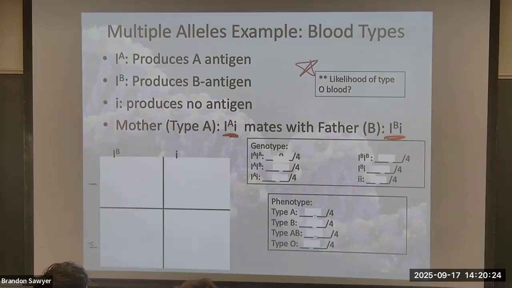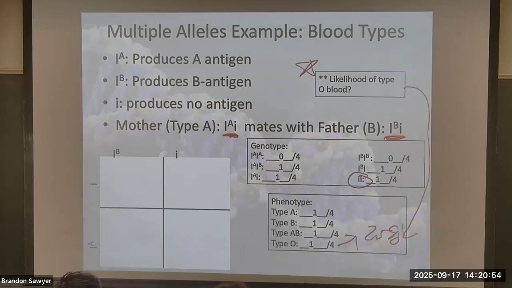So let's take a look at how you'd fill that out. So we're going right to genotype there. There's going to be none with two A's, right? One with A and B, one with just A, none with two B's, one with just B, and then one with O blood, right? So this would be the genotype for O blood, right? So we'll have one of each, right? So 25% would be the answer for likelihood of O blood. So the ones with a double lowercase i. Okay, questions about that one?